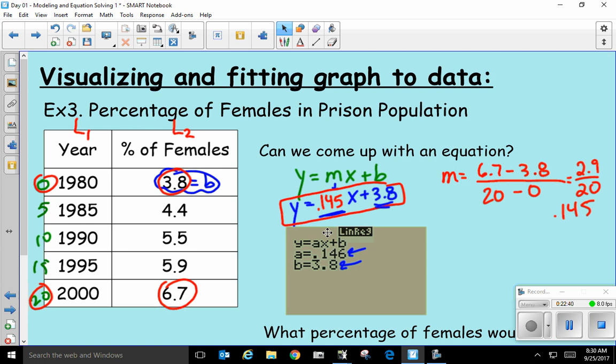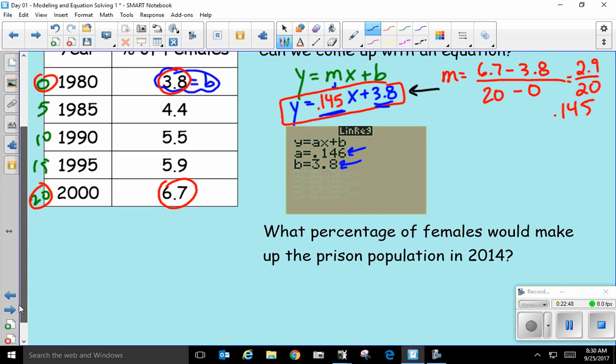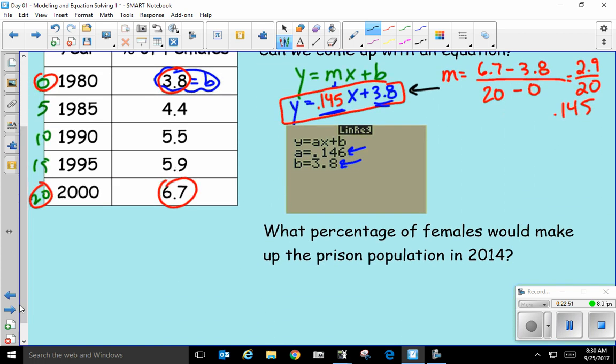So let's use the equation we came up with algebraically. And let's figure out what percentage of the prison population would be female in 2014. That's actually the percent of women out of the prison population. If there are 10,000 people in prison, then in 1980, 3.8% of that would be women. So take about a minute and see if you can figure that out based on the equation we came up with, not the calculator.